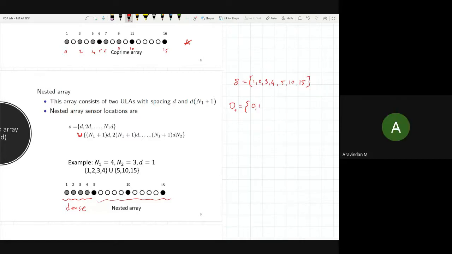Yes, I have 1, right? So we have 2, right? So 2 minus 1 is 1, 3 minus 1 is 2, 4 minus 1 will give me 3, 4 also I have, 5 minus 1, 5 I have, 10. 10 minus 5 will give me 5, right? Yes, 5 I have. 6, do I have 6?